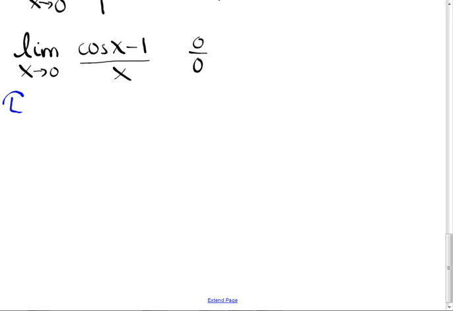So let's use L'Hopital's. What's the derivative of the cosine? Negative sine of x. It won't matter because of the answer we're going to get here. But it is negative sine of x over what? 1, which is 0.